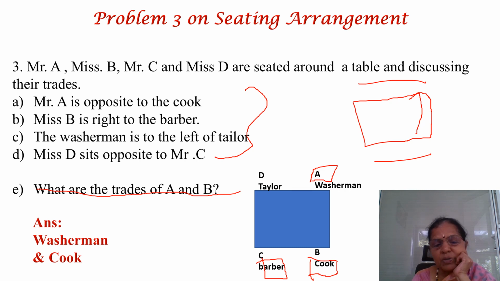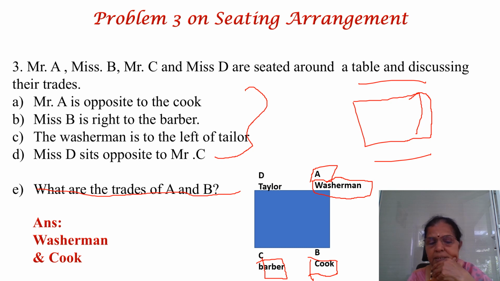And the third statement, washerman is to the left of the tailor. So who is to the left? This fellow is to the left, but we already know he is the barber, so he cannot be washerman again. So here A is sitting to the left of the tailor, so A should be the washerman. Put washerman against A. So the third statement is fulfilled.